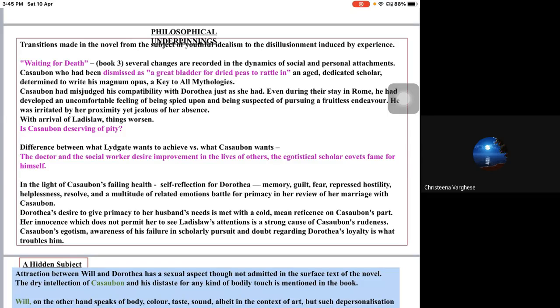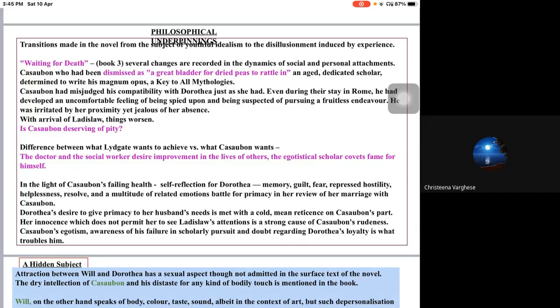So we know, by that time, Waiting for Death, book 3, we understand that Casaubon is just a bag of dried peas to rattle in. So, a lot of noise, but nothing happens. And we understand that his magnum opus, A Key to All Mythologies, is never going to be achieved.